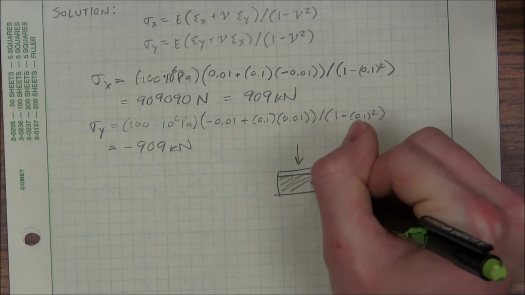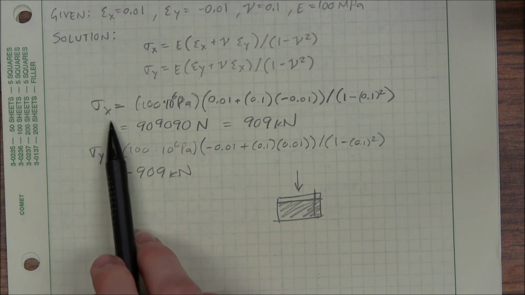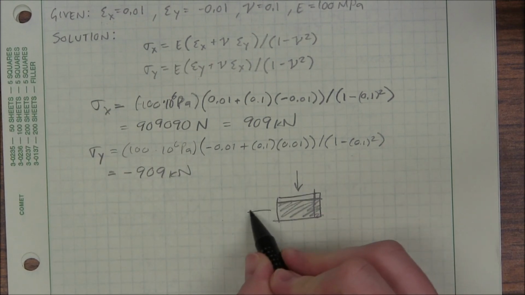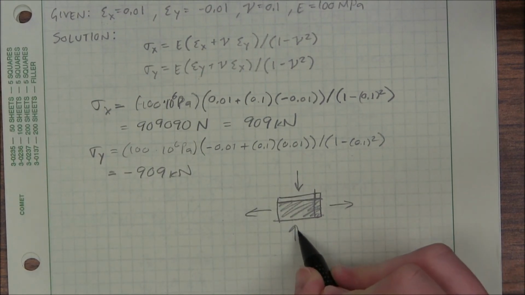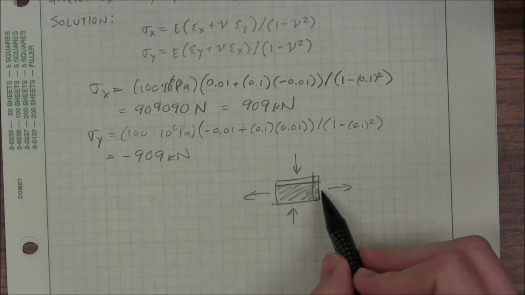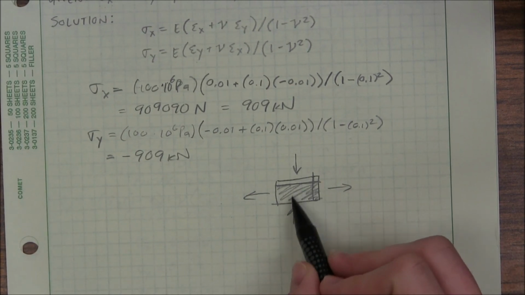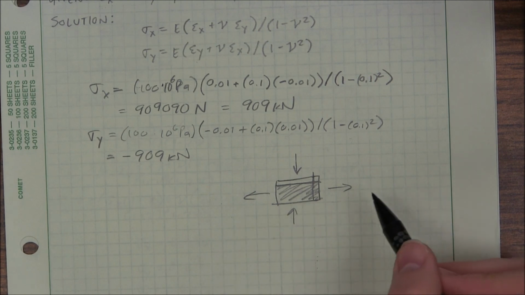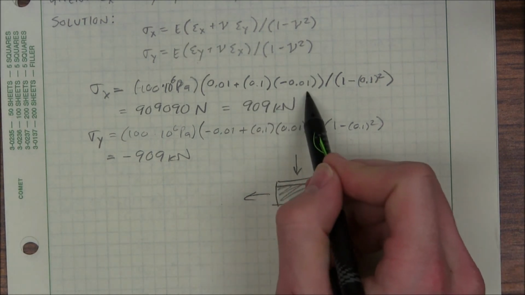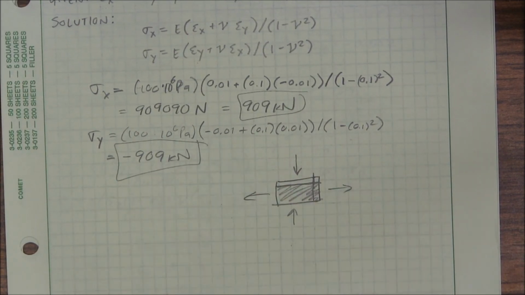Our new shape looks like this. Our sigma x is positive, so it's in tension. So again, it makes sense. It's getting longer this way, it's getting shorter this way, it's being compressed this way, and it's in tension that direction. So we can be confident with our answers, and that concludes this problem.